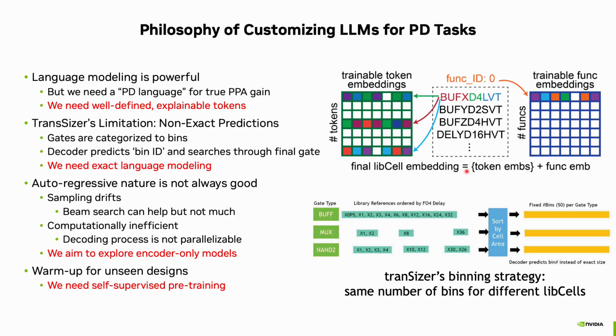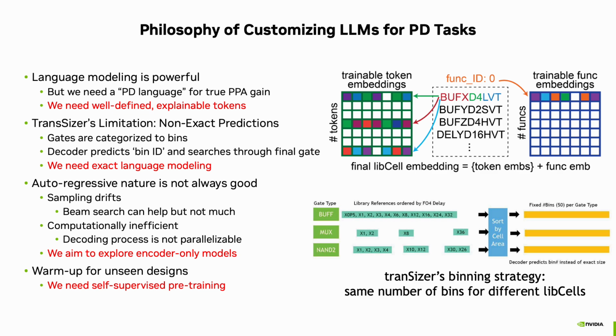As illustrated in the bottom right figure here, due to the fact that different gate functions have different numbers of library cells in the library, and machine learning models require a fixed number of output heads for predictions, Trend-Sizer naively performs a binning strategy by uniformly categorizing the library cells for each gate function into 50 bins. The drawback of this approach is self-evident: the model cannot really learn meaningful bin IDs, because the ID for one gate type, for example the buffer type, may have a totally different representation from the ID for the mux type. Therefore, in this work, we believe we need to leverage language modeling for exact gate type prediction.